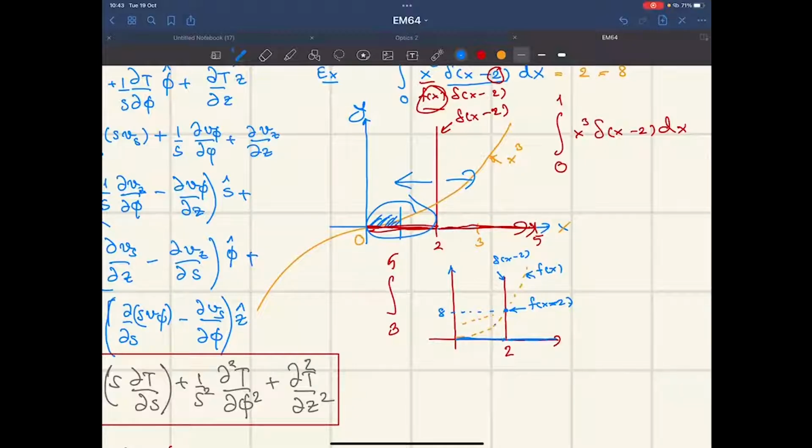So when you consider the Dirac Delta function, you have to be very careful. Careful about what? About your limit of integration. If it's outside the Dirac Delta function, it's 0. You don't have to consider it or calculate anything. But if it covers the Dirac Delta function, your function is equal to its value at that location. For example, f of 2, as in this example. Any questions? Is it clear?